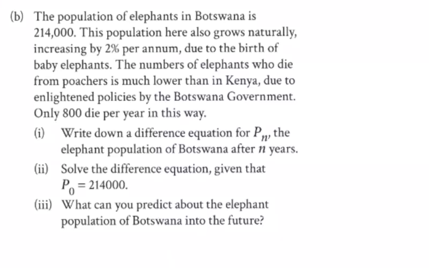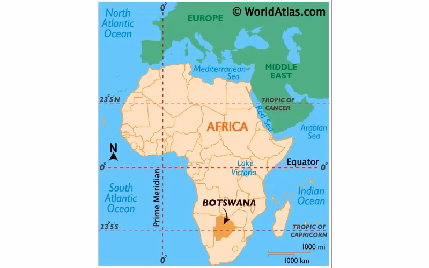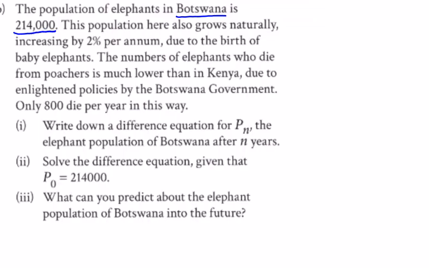In this question, we have the population of elephants in Botswana is 214,000. And for those interested, here is Botswana, just above South Africa. And the population of elephants is 214,000. So this P0 is 214,000.